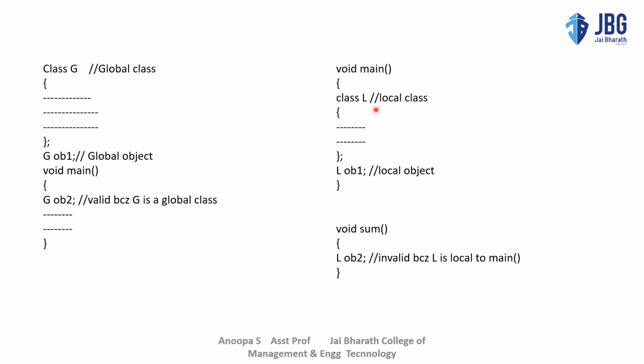this class L. This is invalid. Why? This is a local class because it is accessible only within this function. So when another function uses it, it is invalid. That is the difference between a local and a global class. I hope you have understood the basics of classes.